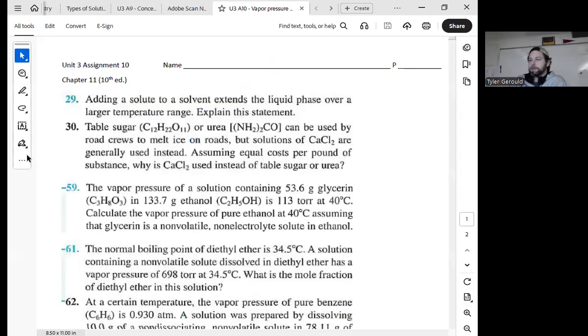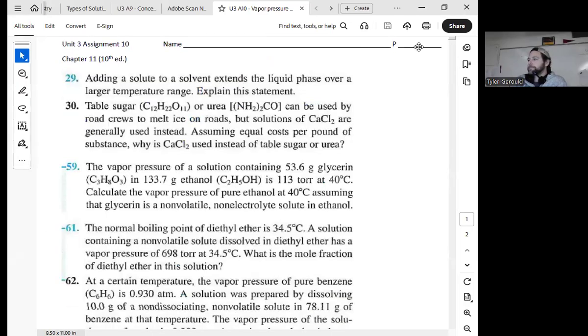And we're down to the last part. Adding a solute to a solvent extends the liquid phase over a larger temperature range. Yes, anytime you have a solute inside water or some sort of solvent, you're extending the liquid range in both directions. And I explained that in class to both of the classes.